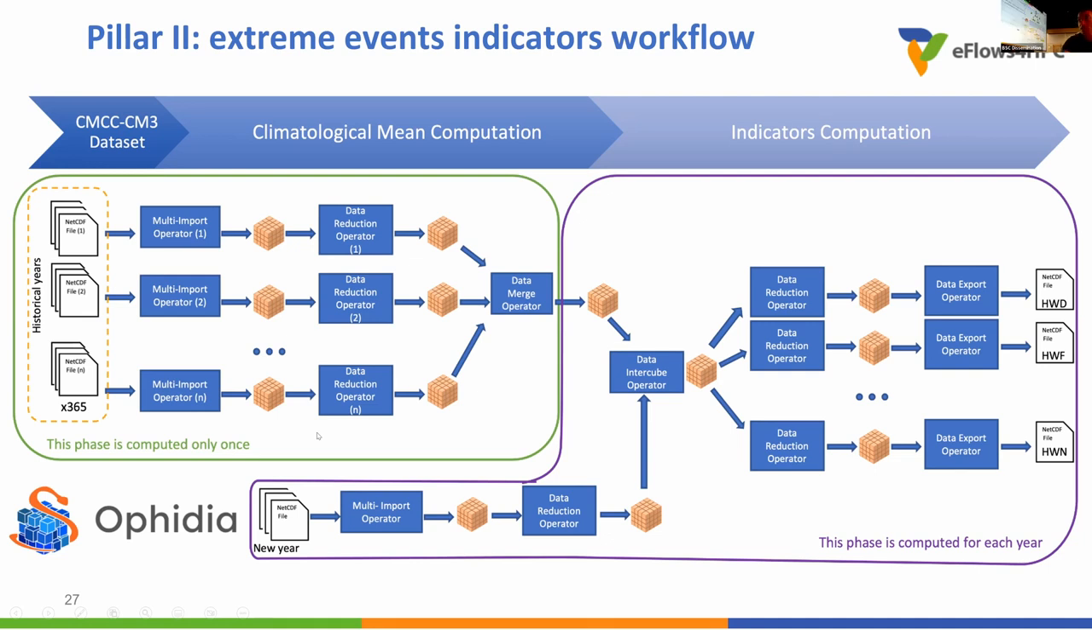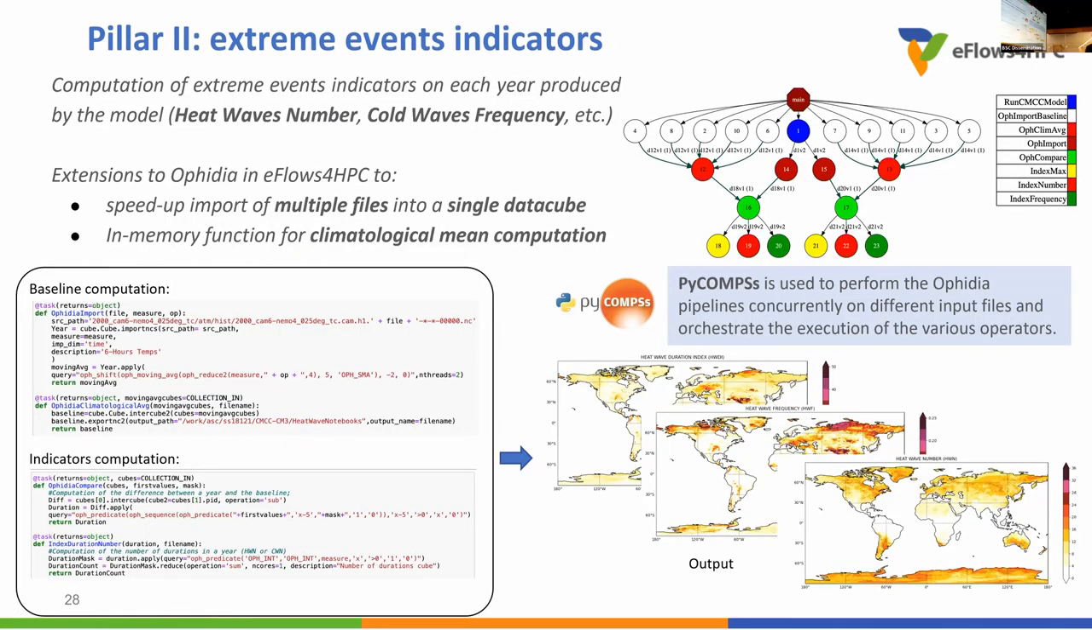Now to do this, we exploited PyCOMPSs. So creating a PyCOMPSs workflow, which allows to run the Ophidia operators which are independent in parallel. So we have a sequence of Ophidia operators which can be executed concurrently. And then each Ophidia operator can also be run in parallel on the data that's stored in memory. And this is the workflow executed on a single year. We can see on the top right side of the slide the PyCOMPSs graph.